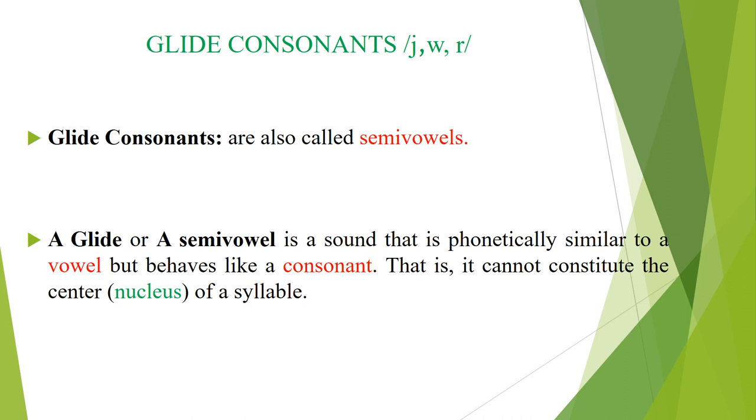Glide consonants are also called semi-vowels, which means they are phonetically similar to a vowel, but behave or function like a consonant, i.e. they cannot constitute the nucleus, the peak of a syllable. They cannot be in the center of a syllable.